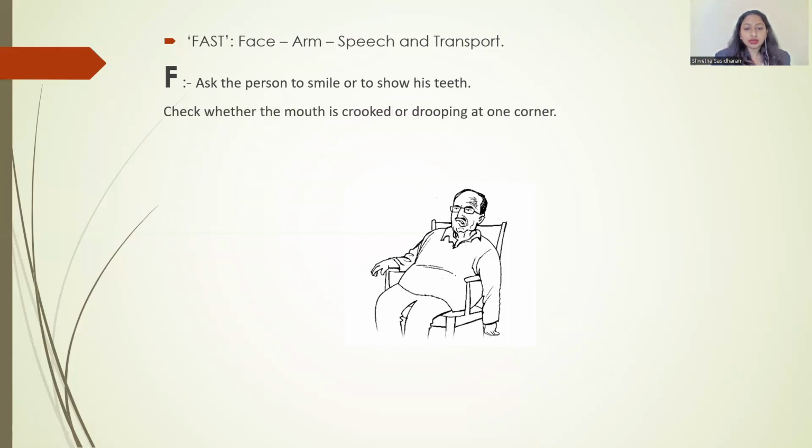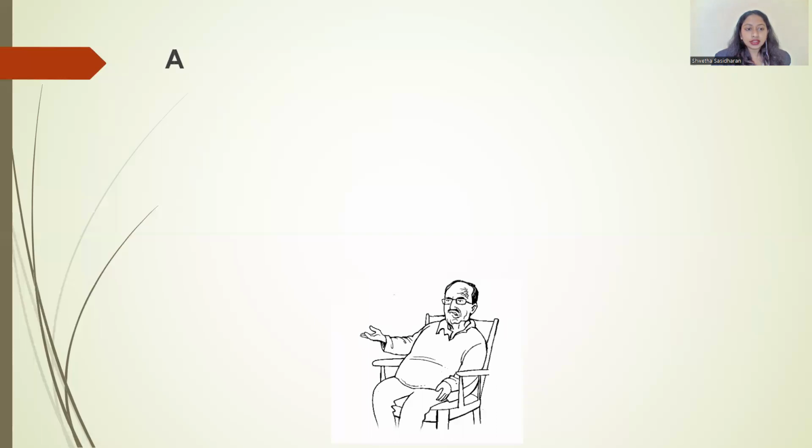Check whether the mouth is crooked or drooping into one corner, as you can see in this picture. There might be saliva dripping out of the mouth because there is no control of this one side of the mouth. That's why. Next is your arm.